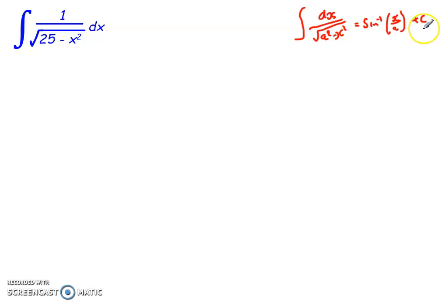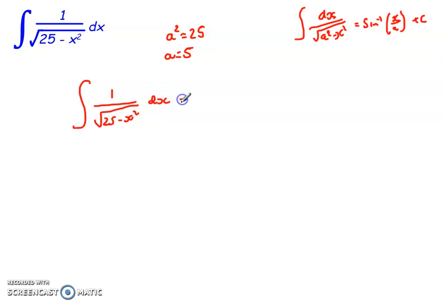So what we're able to do here is just use this format, figure out the a from that, and then plug it in together. Matching them up, I can say that a squared is 25, so a is 5. So quite simply, for this one, the integral of 1 over square root of 25 minus x squared dx is equal to sine minus 1 of x over 5 plus c, plus my constant of integration there. So a nice straightforward one to do to begin with. Again, it's just remembering this standard format here and my substitution.